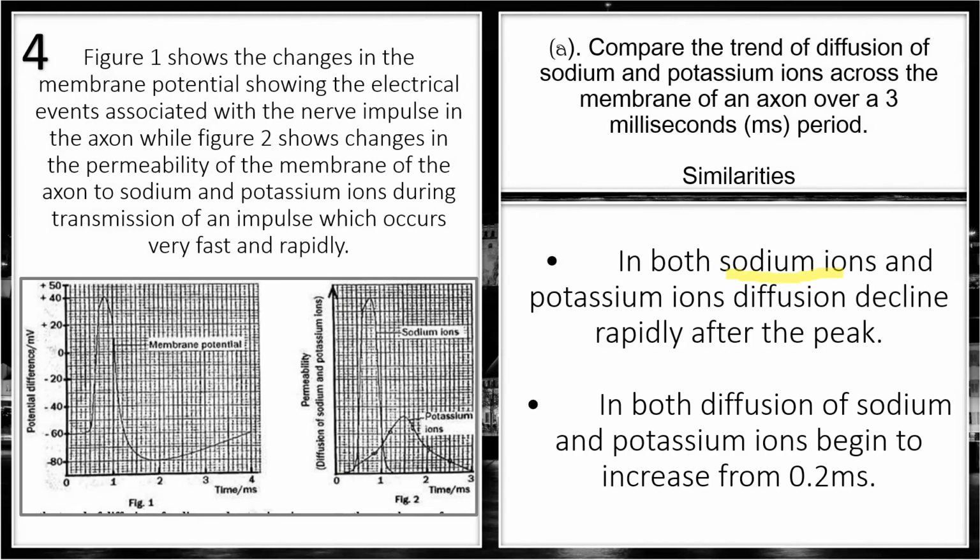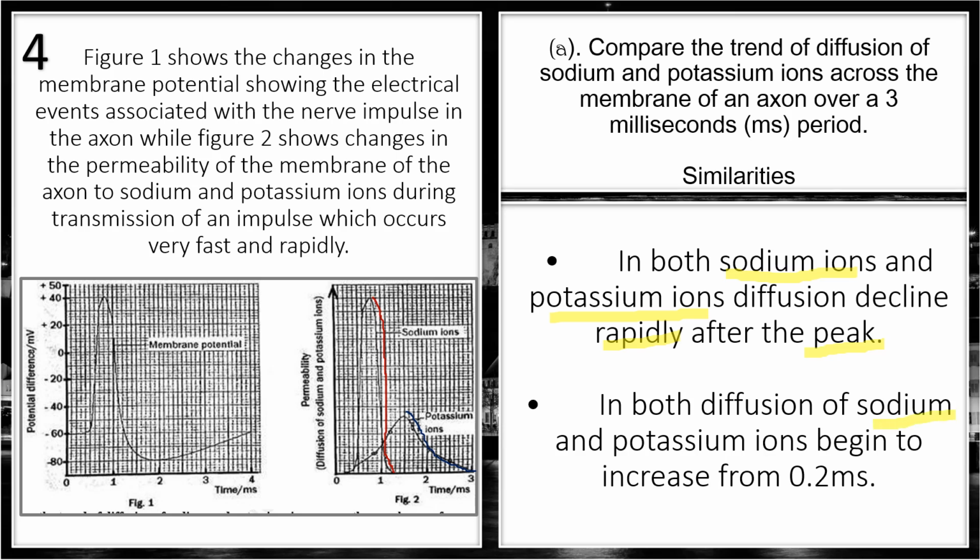In both sodium ions and potassium ions, the diffusion declines rapidly after the peak. So you can see that for sodium, after the peak, it declines very rapidly. And also, you can see that for potassium ions after the peak, it also declines very rapidly.